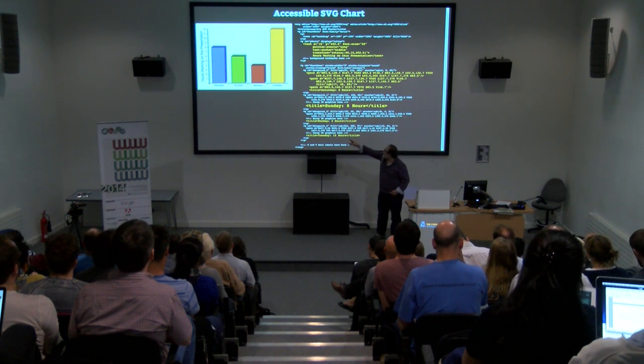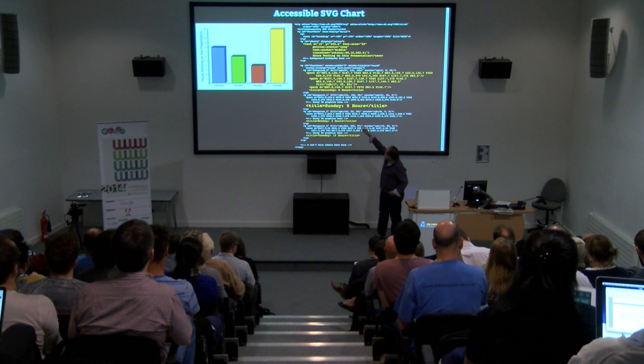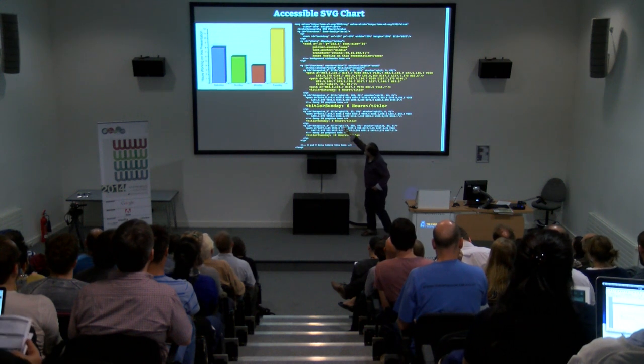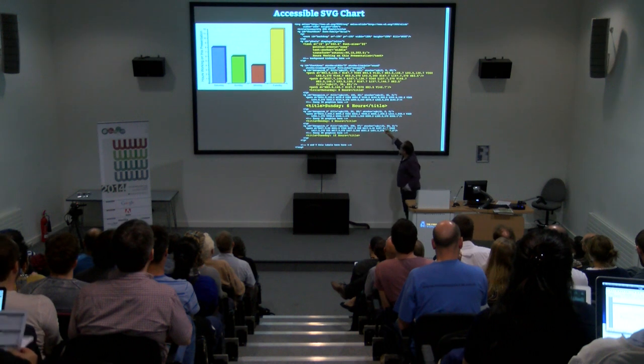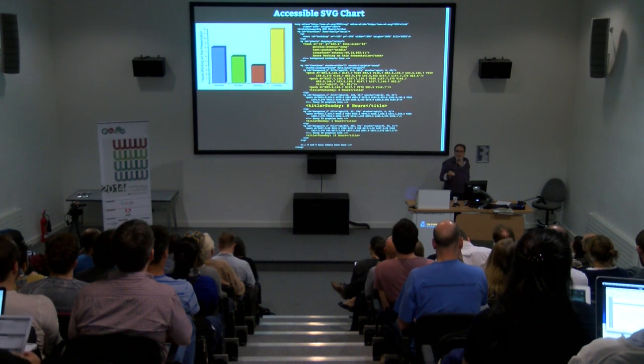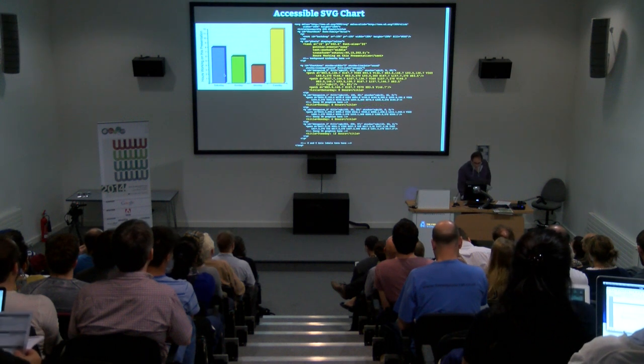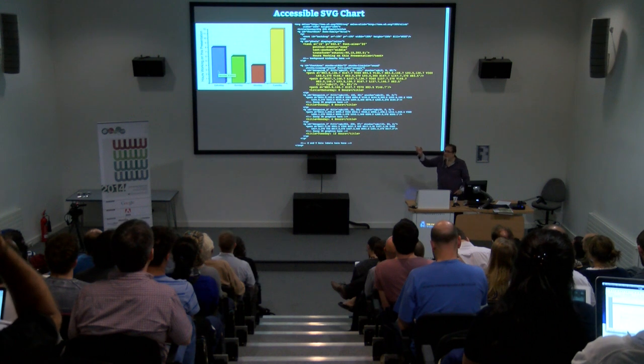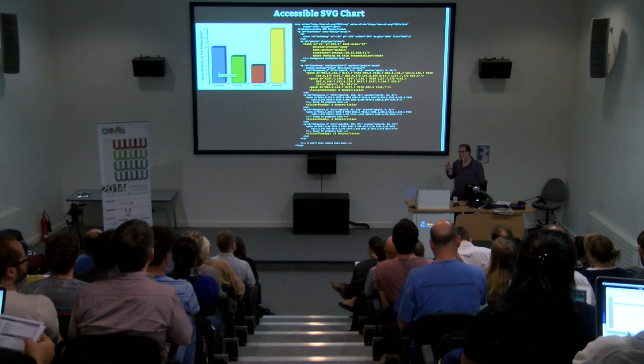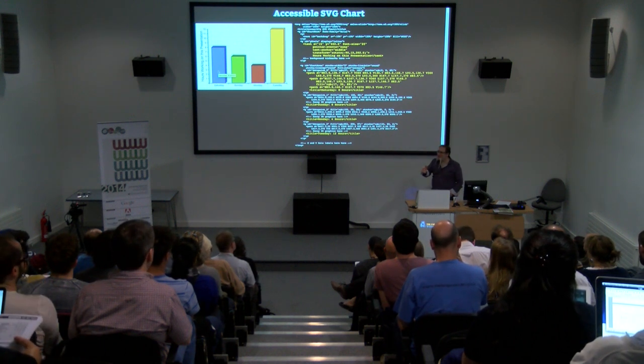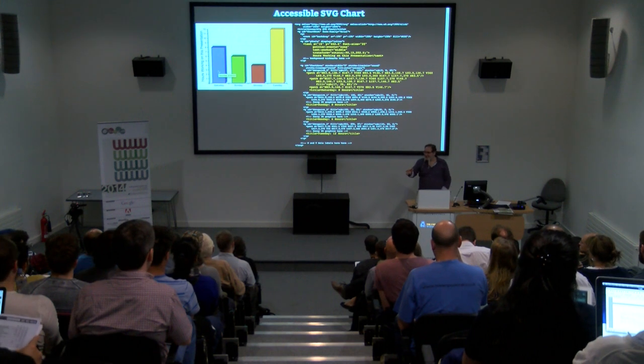For each bar, for each section that represents a piece of data, I just included that piece of data as a title to the element. This doesn't show up visually unless you mouse over it. When you mouse over it, you get a little tooltip. But normally, and Lynn, you can attest to this, you've seen this working.